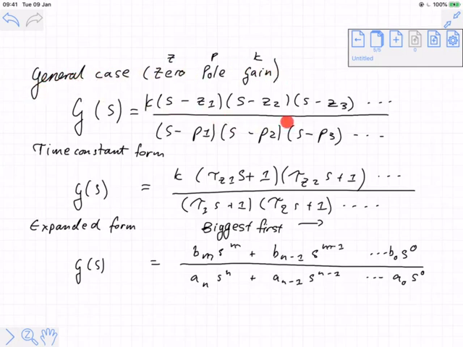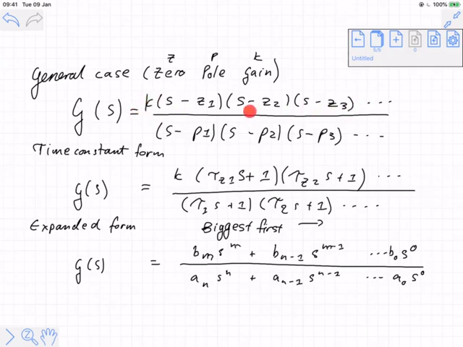So in the one case, we have what is known as the zero pole gain case. Now, I've written the gain over here, but technically this system would be completely specified if we just specified all the poles and zeros. But we probably want to be able to specify the overall gain separately, as the gain is a very important property of the transfer function to have.